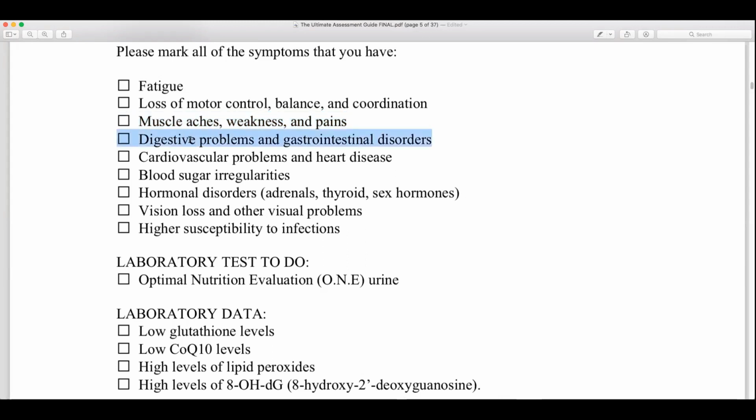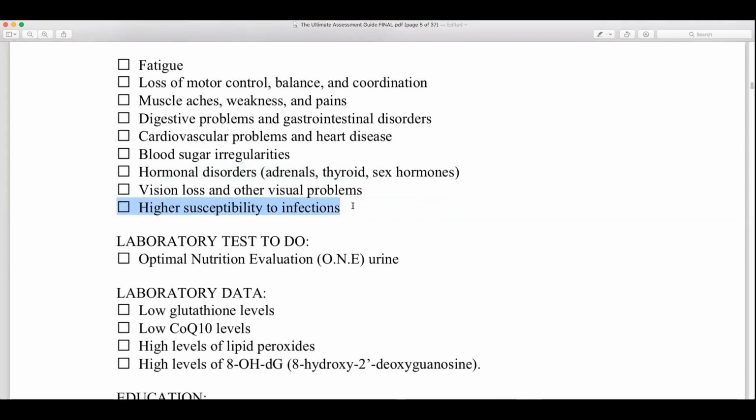Digestion, so the intestines have a lot of mitochondria. The heart, the pancreas, blood sugar irregularities, hormonal disorders, so the adrenal gland, thyroid hormone, sex hormones. There are some people out there who believe that what some people are calling adrenal deficiency or adrenal fatigue is actually mitochondrial deficiency of the adrenal gland, where the adrenal gland is just not functioning right because the mitochondria are lacking in the gland. Vision loss and other visual problems, so that's mitochondria in the eye and also in the brain. Higher susceptibility to infection, that has to do with its relationship to the immune system.